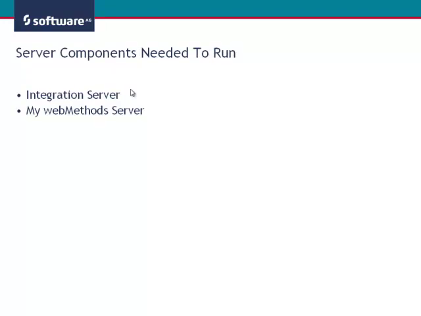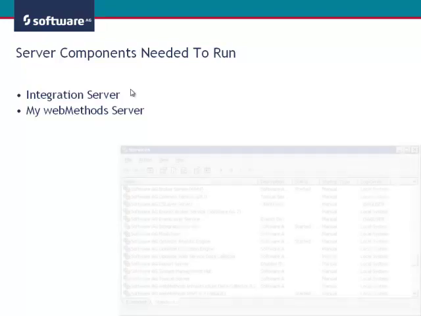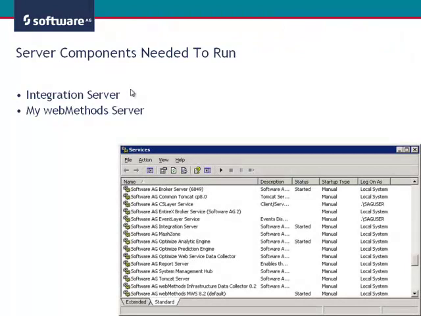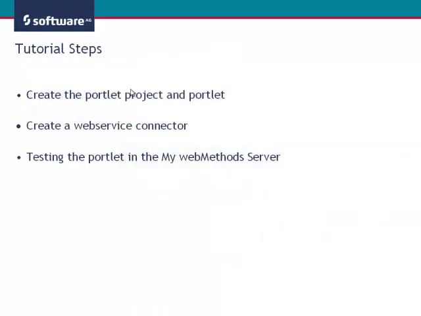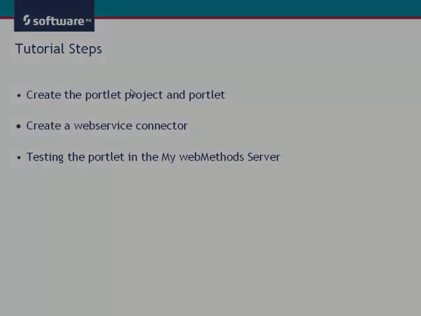In order for all of the steps in the tutorial to work, you will need to ensure that the following server components are running. You can use the Windows Services console for this. Today's example will be based on a common scenario, building a UI that will interact with a web service. So we'll create a portlet inside of a portlet project, we'll create a web service connector, and finally we'll test our portlet in the My Web Methods server.